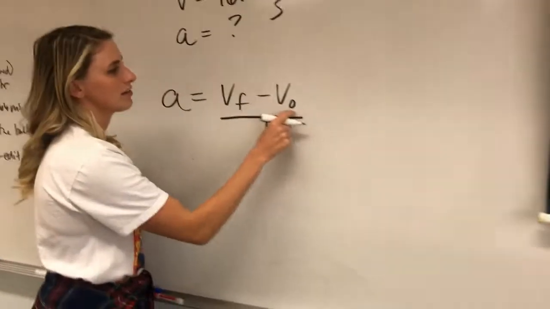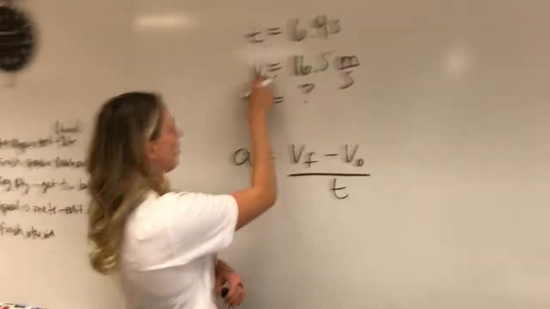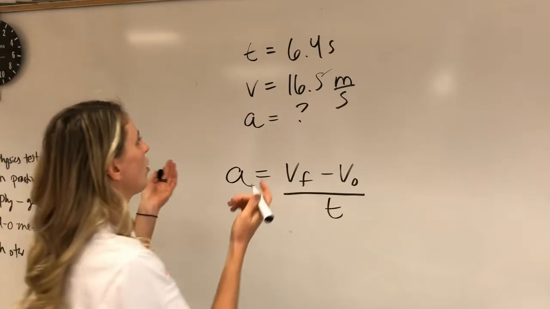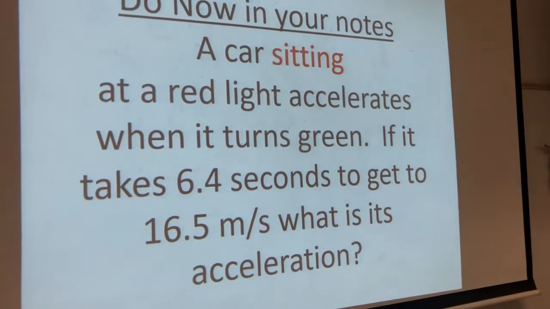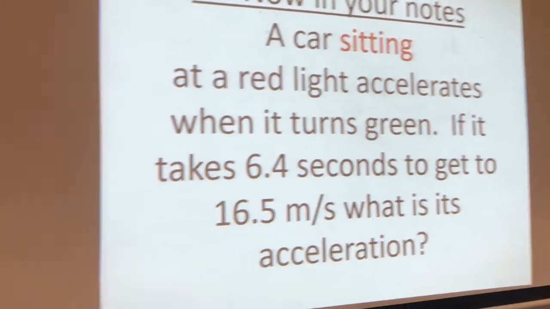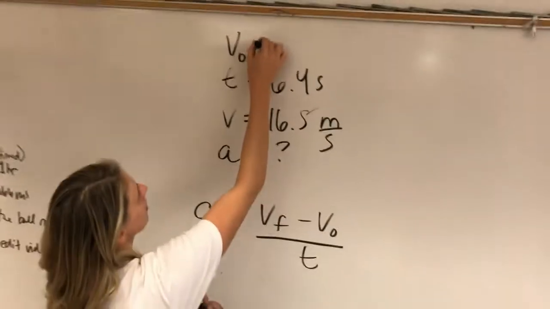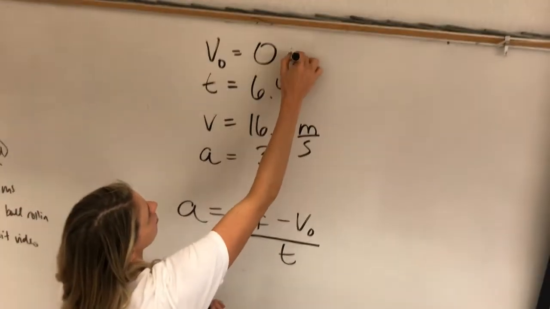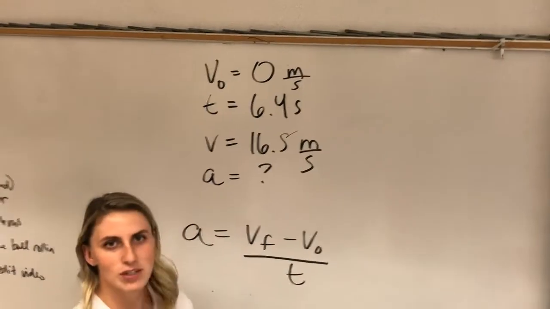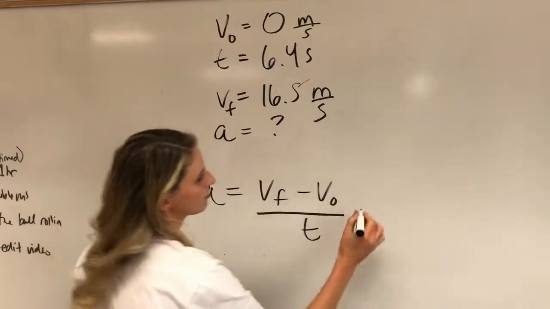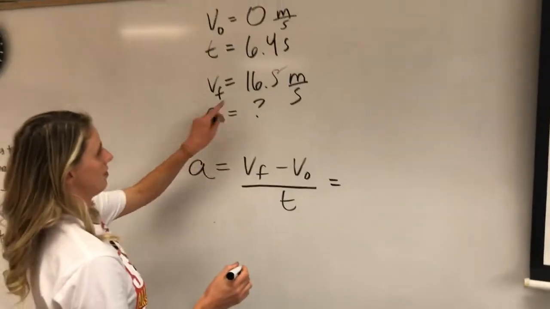There are these letters down here, but I don't have any letters on here. I only have one velocity, but what does it say? It says a car sitting at a red light. So it's just sitting there. In the beginning, initially, it's going 0 meters per second. So that other one must be v final. Let's plug this stuff in.